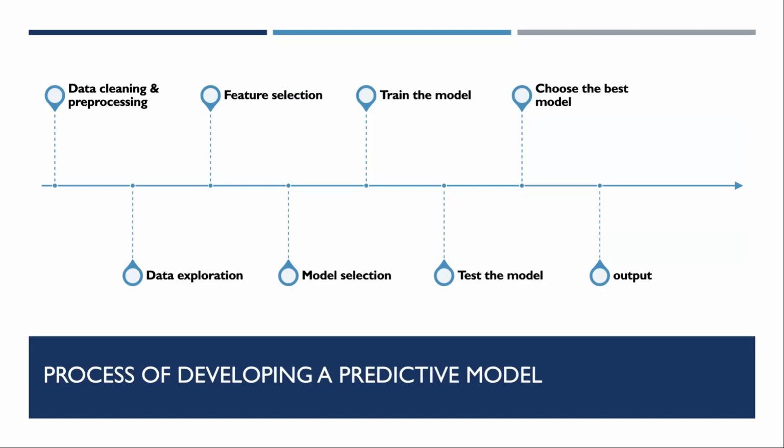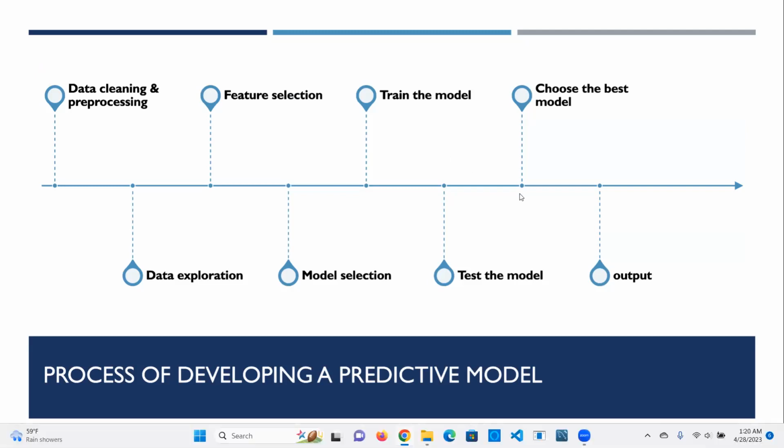So the process of developing a predictive model is this, and this will be explained by Ashrita. Yeah, Ashrita, take over. Yes, the flow of the project starts with the data cleaning and then feature selection, then we train the model with the selected features and select the best model that fits the given training data, and then we test the model and get the predictive values as the output.